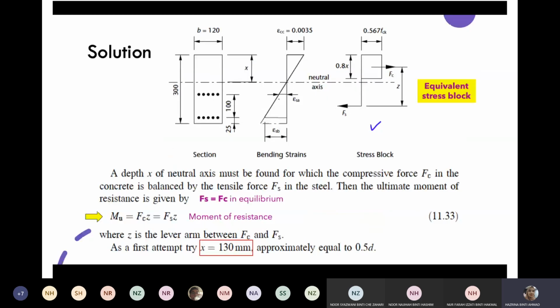Next, we are going to determine the value of the neutral axis. Here we are going to use the equivalent stress block.